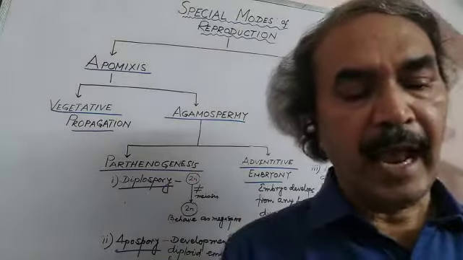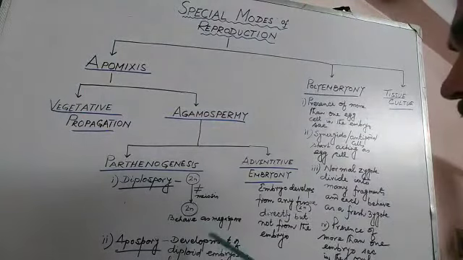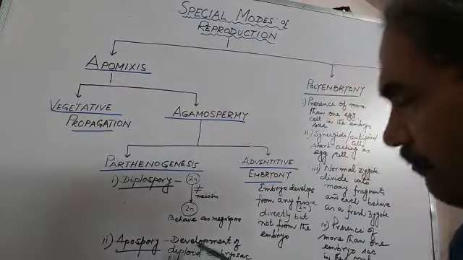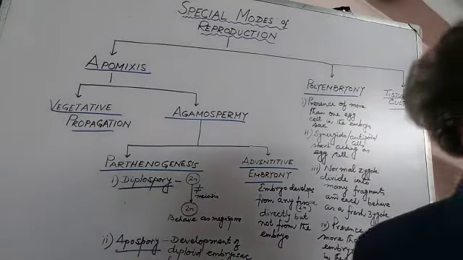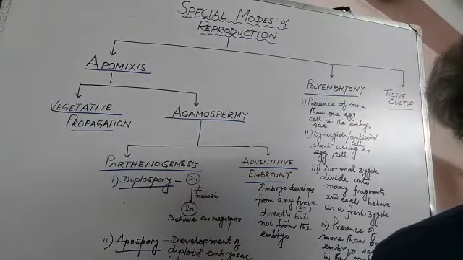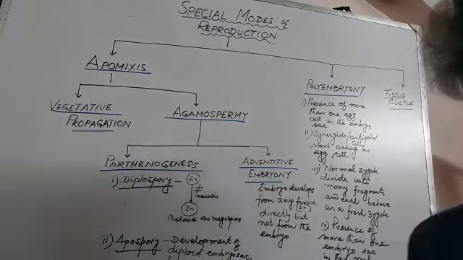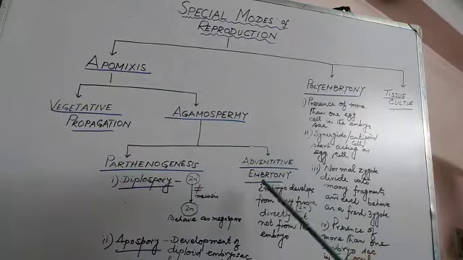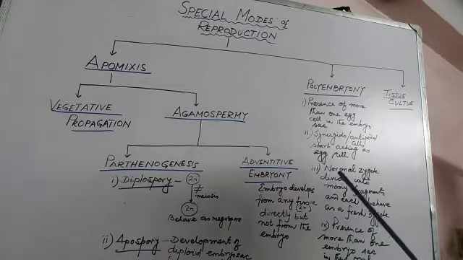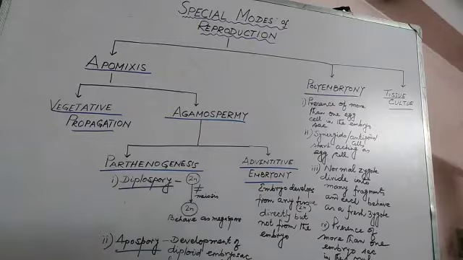Next, it may be apospory, where development of diploid embryo sac from a normal cell. That is, the diploid embryo sac develops from a normal cell. The adventitious embryony, where the embryo develops from any tissue directly but not from the embryo sac. Sporophytic tissue forms a bud-like structure that directly starts behaving as an embryo.